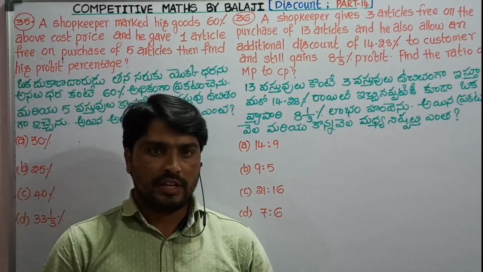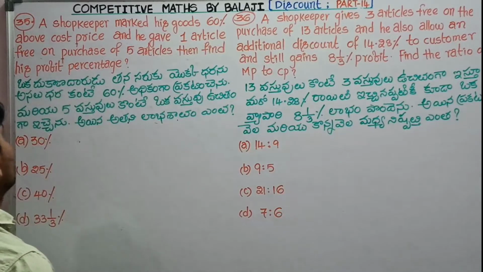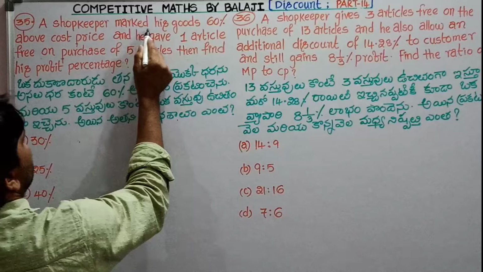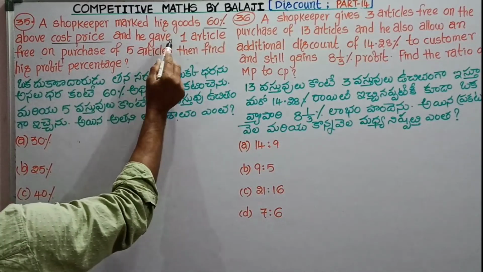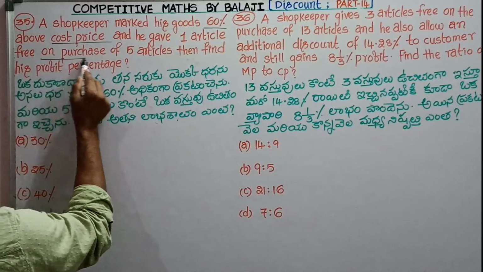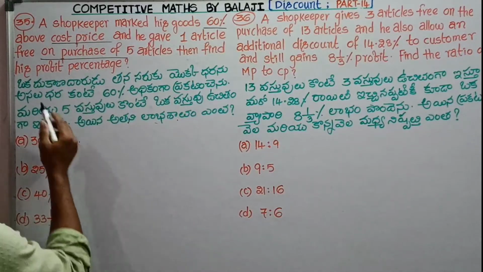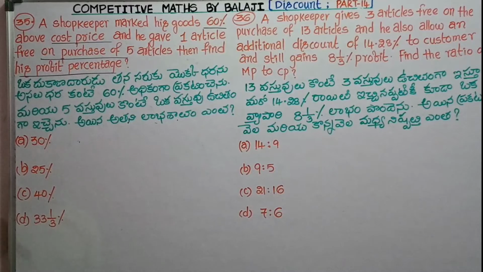Next model problem, or next pattern questions. 35. A shopkeeper marked his goods 60% above the cost price, and he gave one article free on purchase of 5 articles. Then find his profit percentage.